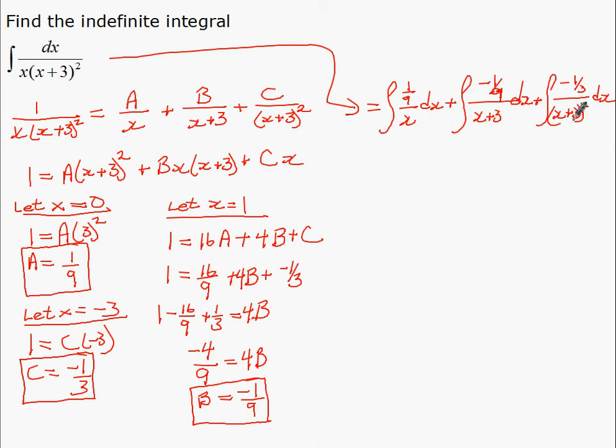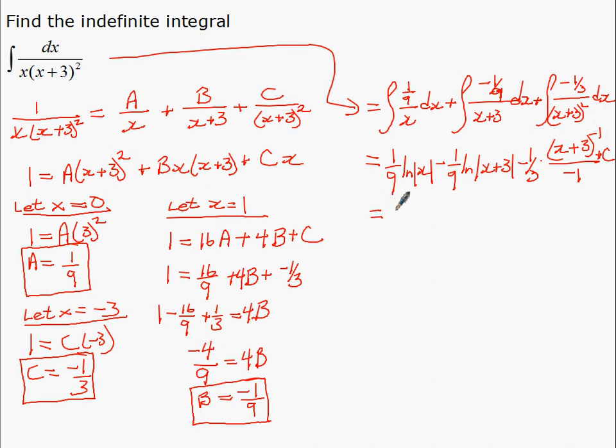And we've gotten three integrals that we can integrate relatively easily. This is 1 over 9 ln of x. This is minus 1 over 9 ln of x plus 3. I guess we should put the absolute value there to be accurate. Minus 1 over 3 times, now this is to the power of 2, which means it's x plus 3 to the power of minus 1 over minus 1, plus a constant here.